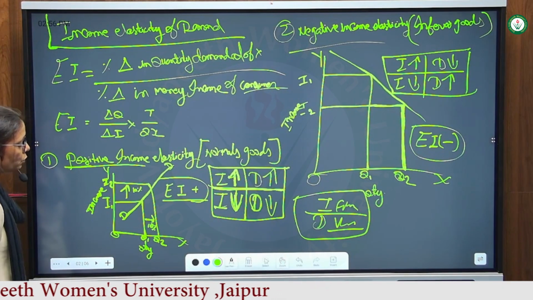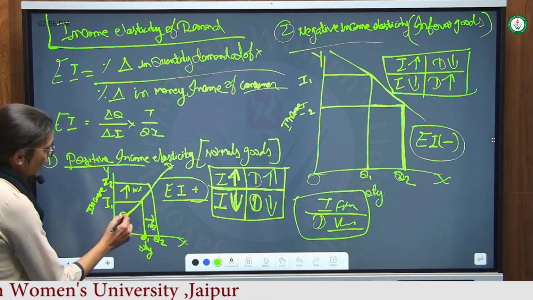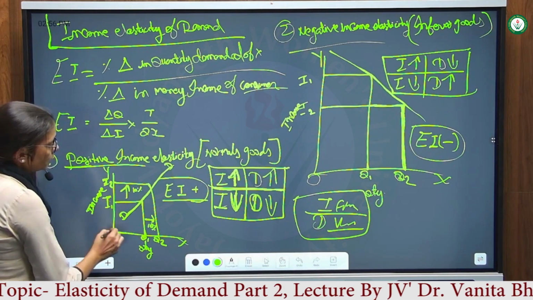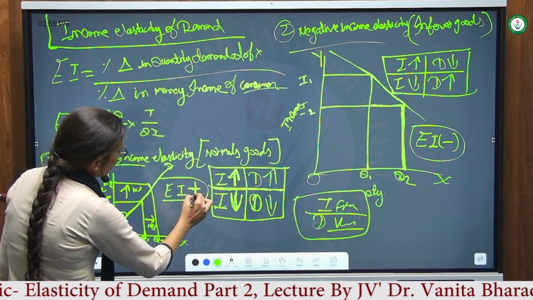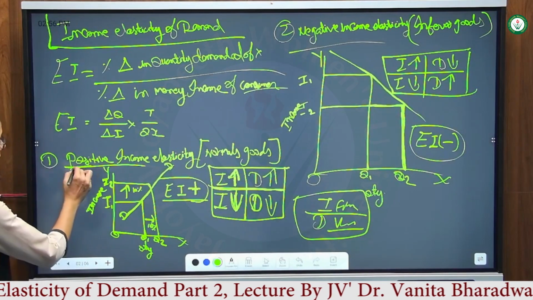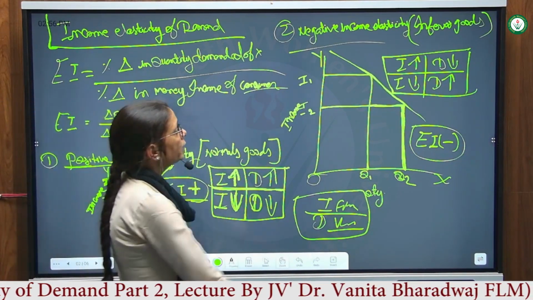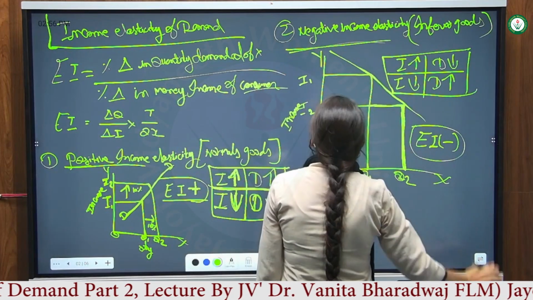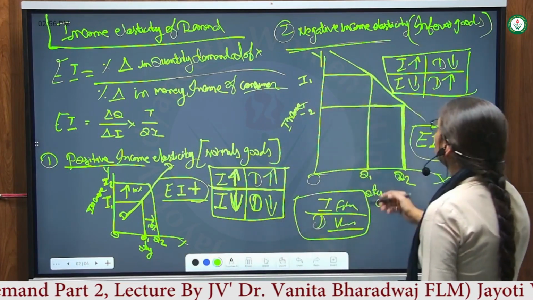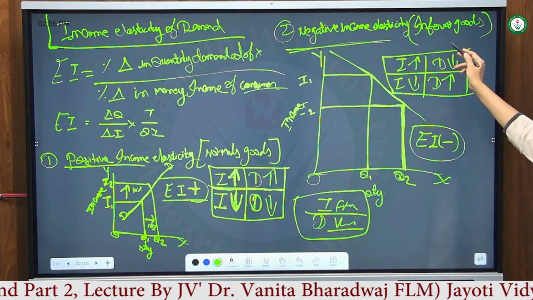That's why a consumer will increase his demand according to his income. So there is a positive relationship of income elasticity on normal goods. Okay, move on. Negative income elasticity. Negative income elasticity is only in inferior goods.